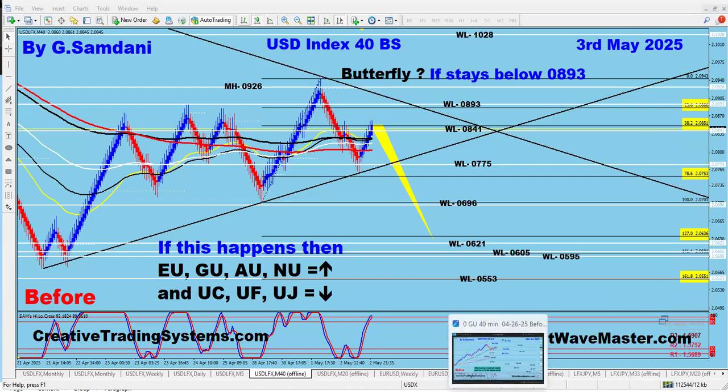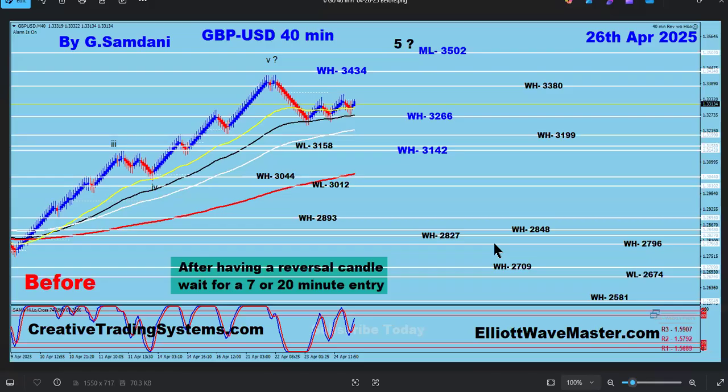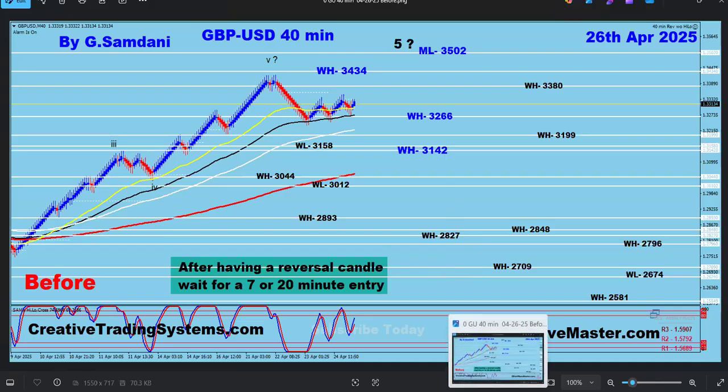The week started on Monday. I believe the date was the 28th, right? So Monday was the 28th. Let me show you the trades taken since then.